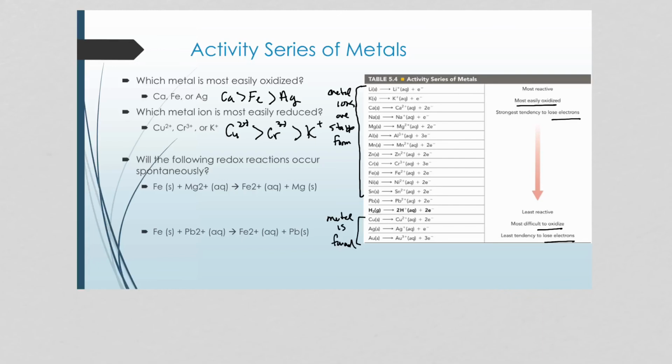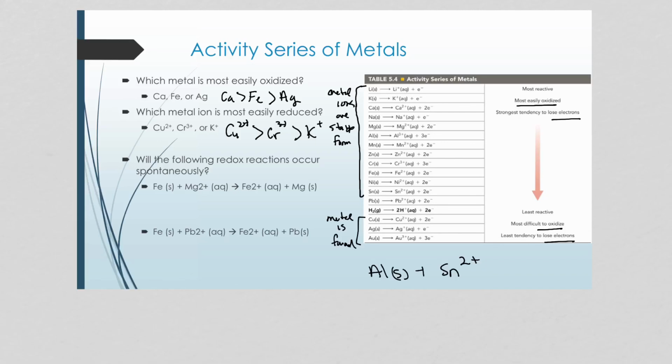Now, what about when we combine these together? On the previous slide, we had the reaction between aluminum metal and tin ions. And we showed that reaction, but how do we know for sure that this reaction would occur?